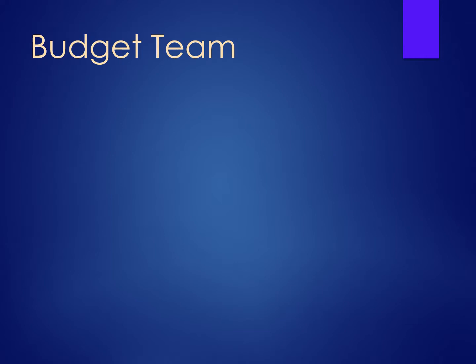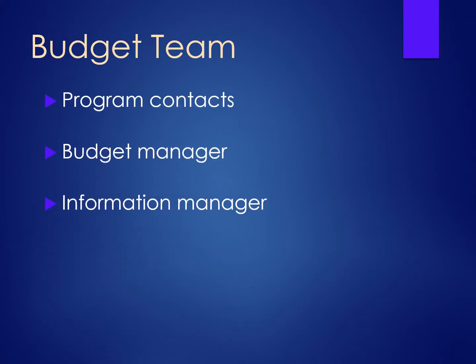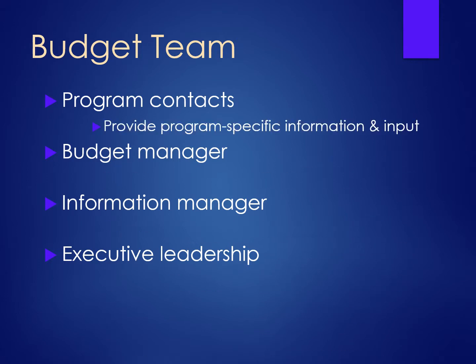Resource planning starts with the development of a budget team. A budget team comes together in many ways, but most will have program contacts, a budget manager, an information manager, and executive leaders. Each discrete section of your agency should be represented by a program contact. These team members deliver program-specific information, like utilization projections, to the budget team and reflect on how budget decisions might affect a program and its ability to meet goals.